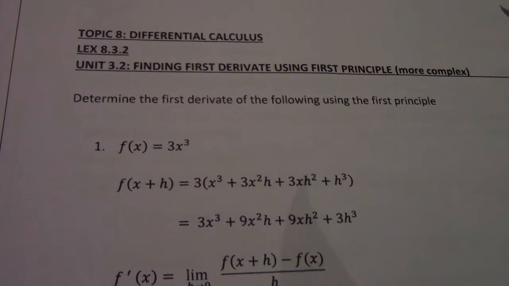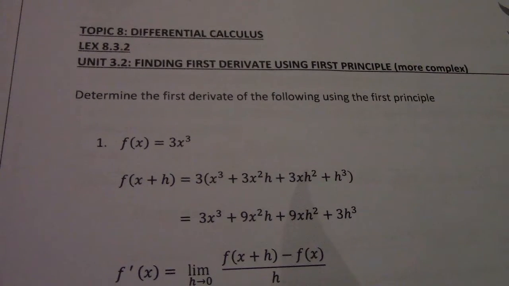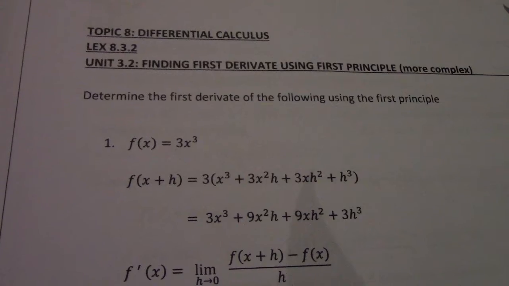Can you find a shorter way of getting 9x squared? Look at it. Use your brain.